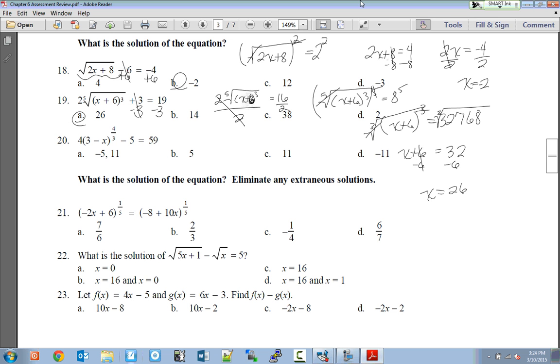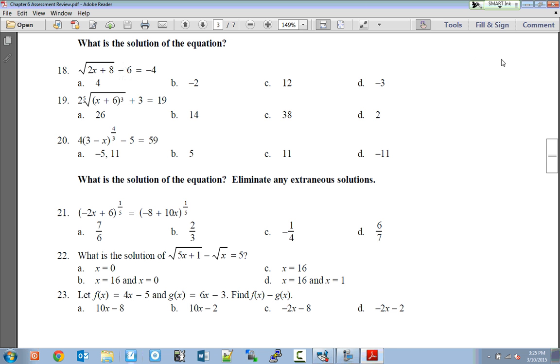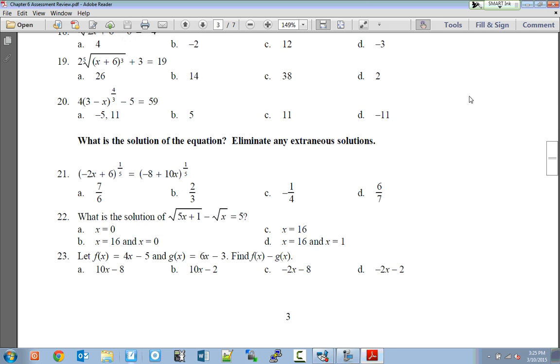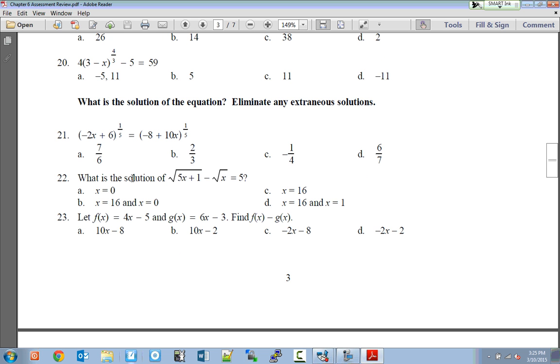All right, let me clean this up to do number 20. All right, for number 20, we're still going to isolate the parentheses. So let's get the parentheses isolated. So plus 5, plus 5. So we're going to have 4 times (3 minus x) to the 4/3 equaling 64.